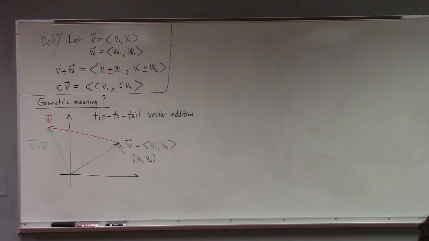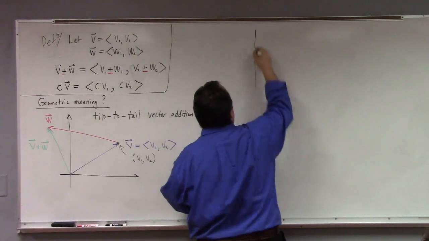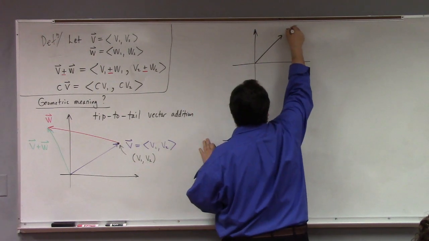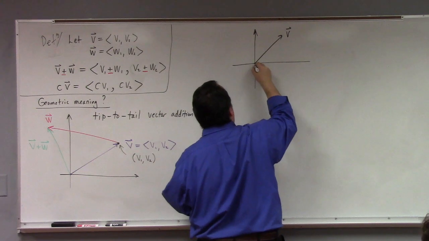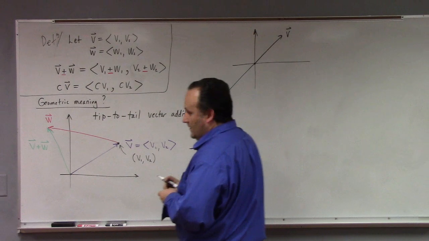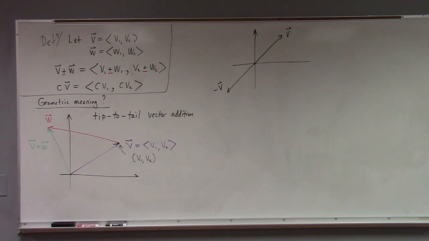Let's see here. What else can I tell you? What would minus W look like? Well, let me not do it on the same picture. It gets too busy. So if this is vector V, then minus V is right here, right? So minus the vector is what? It's the same length, but opposite direction.